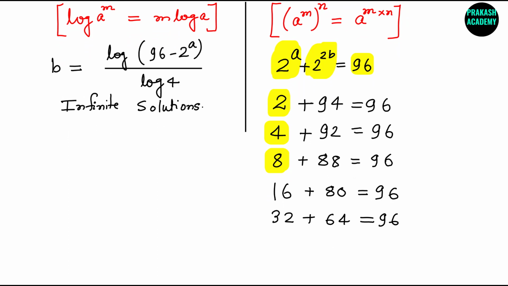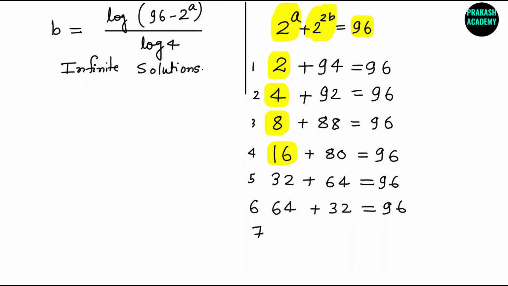So this is 2 raised to the power 5, and this is 2 raised to the power 1, so this is 1, this is 2, this is 3, this is 4, this is 5. And then if you go further, let us say 6, 2 raised to the power 6 will be 64, and then with 32 that is 96, and 2 raised to the power 7 is 128, so there is no point. Now these numbers are greater than 96, so these are the only possibilities we have.